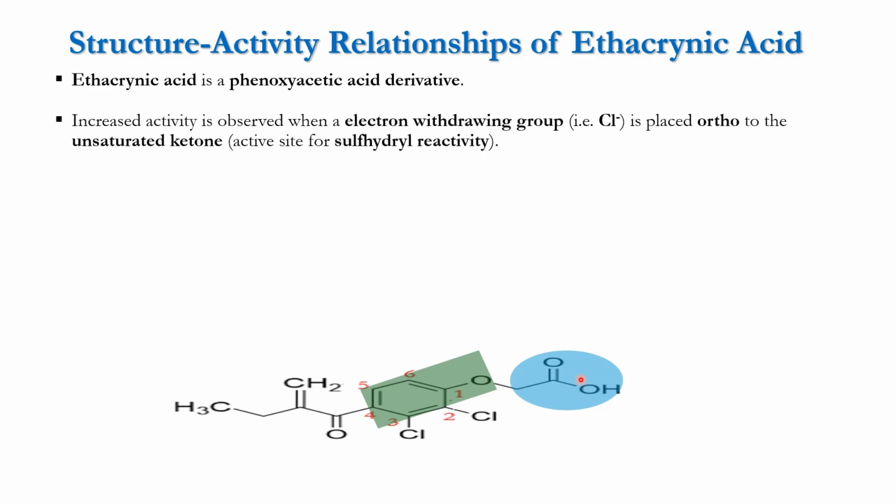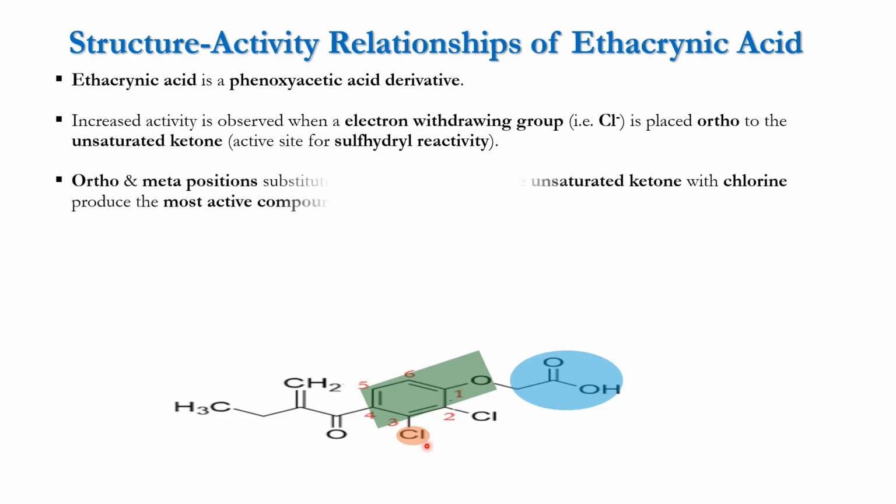Increased activity is observed in ethacrynic acid when an electron-withdrawing group such as chloride is placed ortho to the unsaturated keto system, which is very important for binding to the active site of the sulfhydryl molecules of the receptors. So the ortho substituent should be there. It is one of the important requirements to make the drug active, so that it can bind to the active site of the enzyme that contains the sulfhydryl moiety.